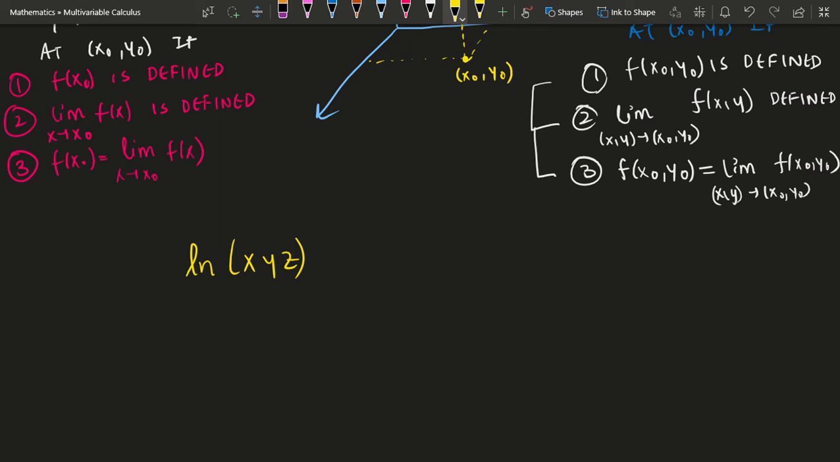What you can instead do is look at what places this function is even defined, and the places it's defined is when x, y, z are greater than 0. Because for any numbers equal to 0 or less than 0, the natural log just doesn't make any sense. There, you don't get a real number answer. So basically, only the points that satisfy x, y, z greater than 0 are the points for which the function's graph in 4 dimensions could have been a continuous graph.